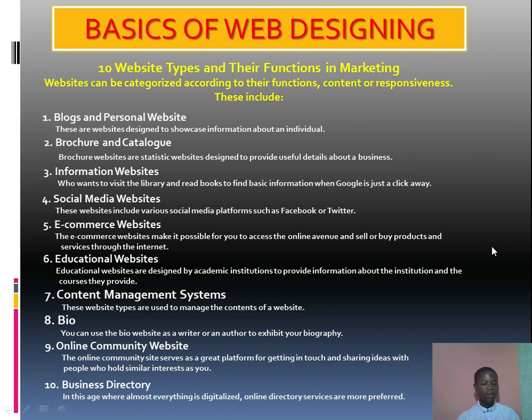This includes number 1, a blog and personal website. These are websites designed to showcase information about an individual. You understand? A blog is just to tell people, it may be your information, someone else's information, or about your business or a brand. That is the first one. The second one is a brochure and catalog. You might want to tell people about your book, about anything. You understand?